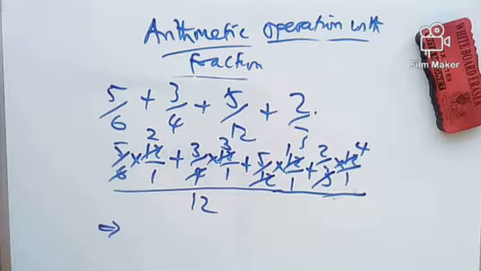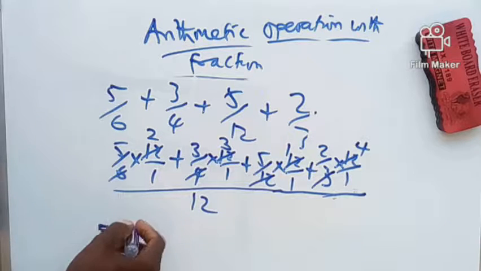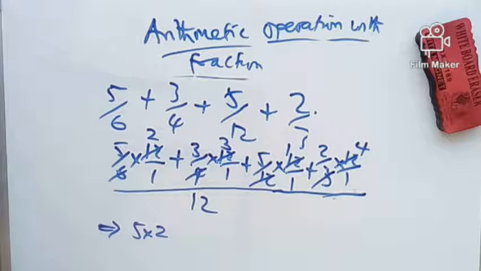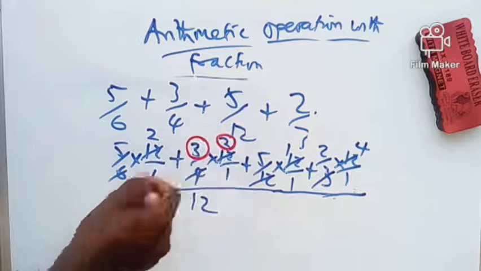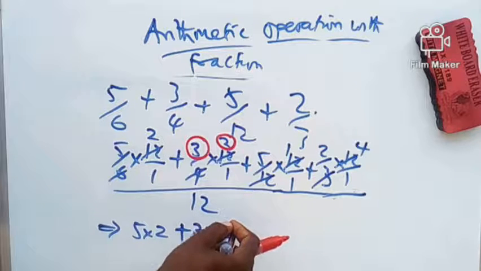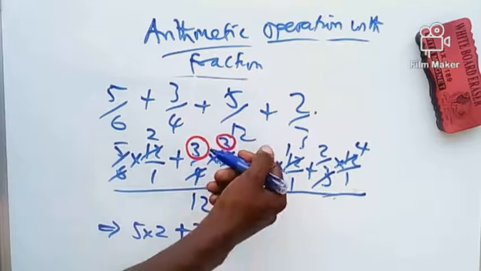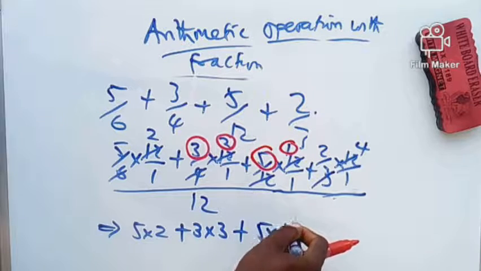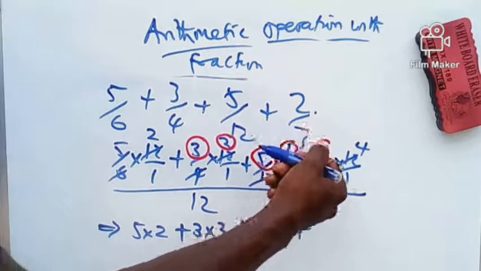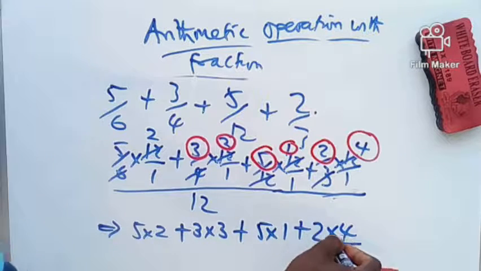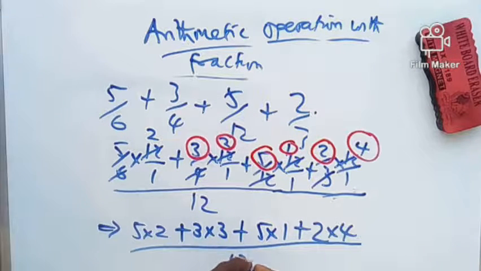Now, having divided this, what do we have left? We have 5 multiplied by 2 here. Then we have plus 3 multiplied by 3, added to 5 multiplied by 1, added to 2 multiplied by what? 4. Everything divided by what? 12.